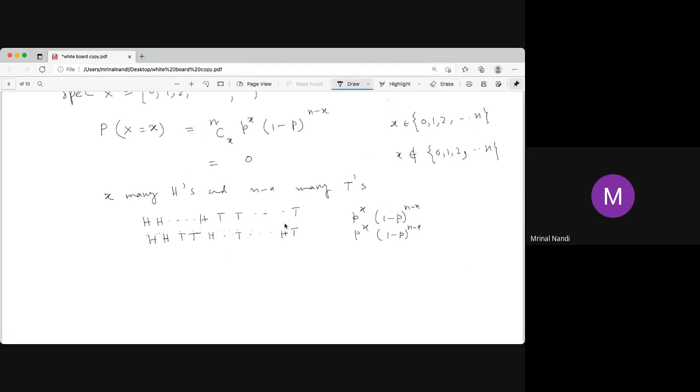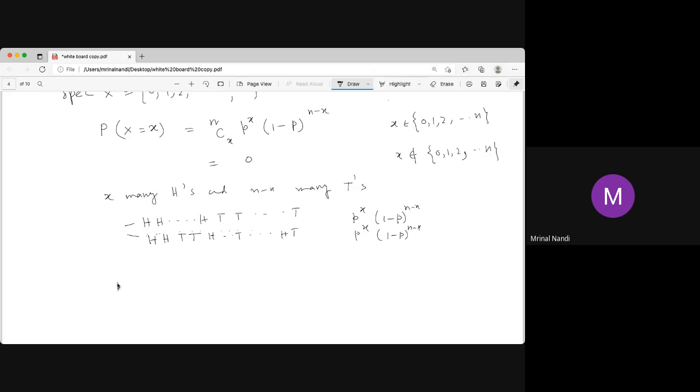Obviously it is mutually exclusive because these two cannot hold at a time. So head head tail and head tail head cannot hold at a time. It is just mutually exclusive. So you just add all these probabilities. The same probability nCx many times, so it is nCx into p to the power x into 1 minus p whole to the power n minus x. So this is the probability.